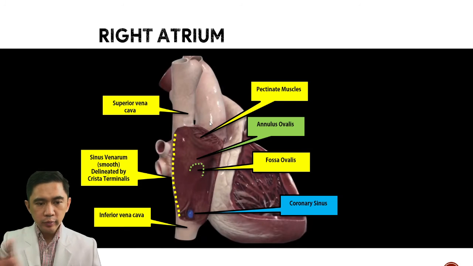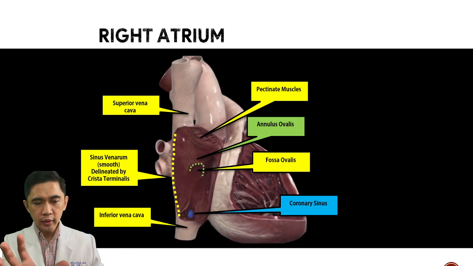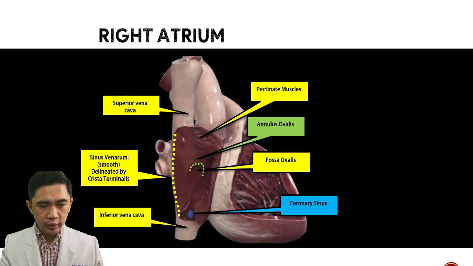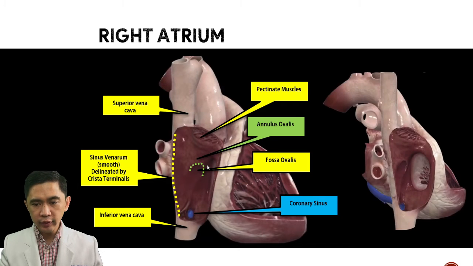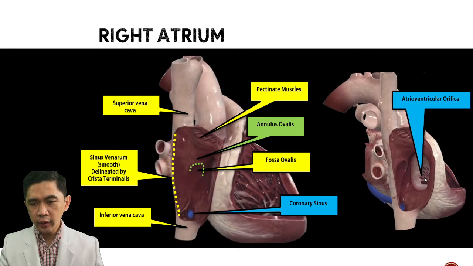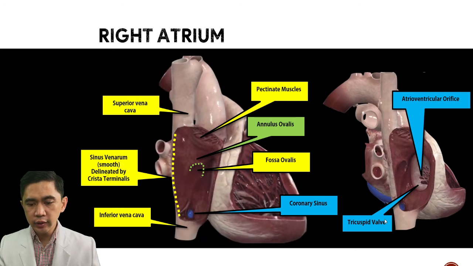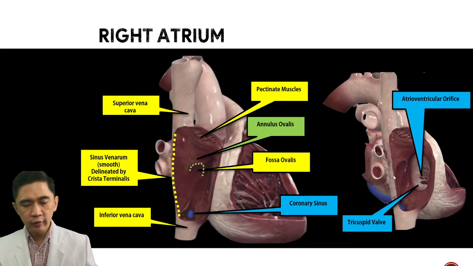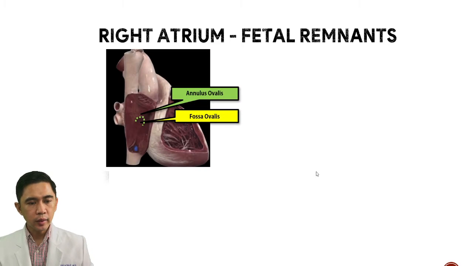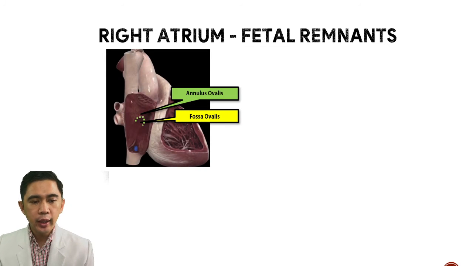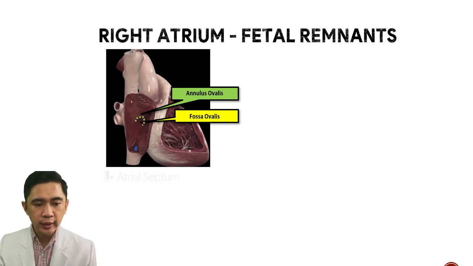If we move this heart a little bit more forward and see through here, we will have this image. Pectinate muscles, fossa ovalis, annulus ovalis. We can see through the atrioventricular orifice, and in the orifice you can see already the tricuspid valves. Let's go back to the annulus ovalis and the fossa ovalis.